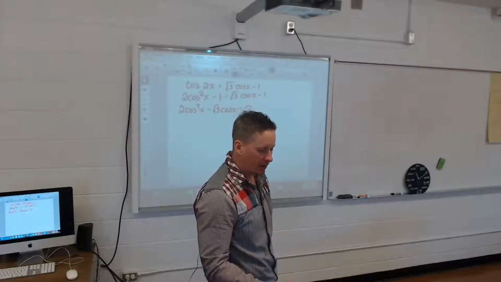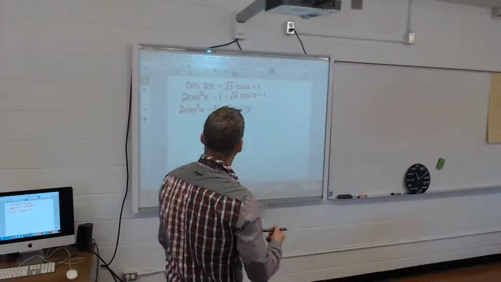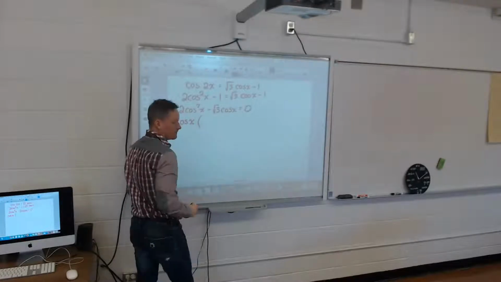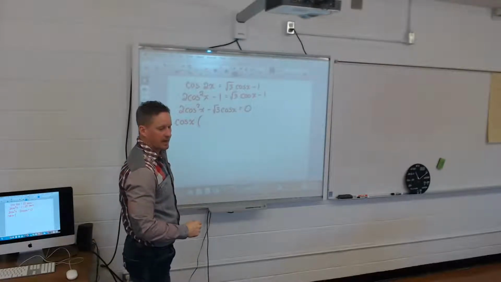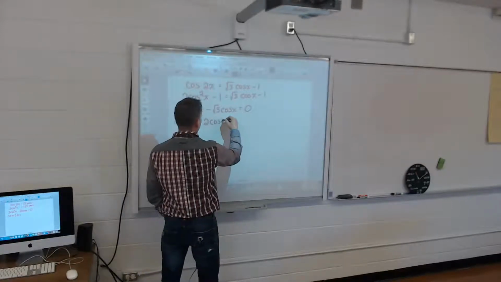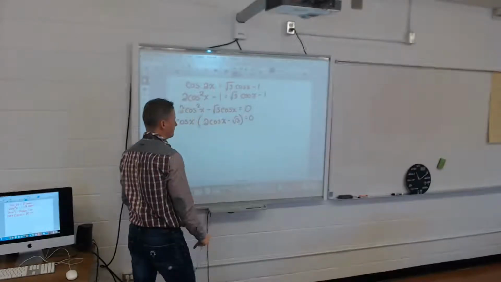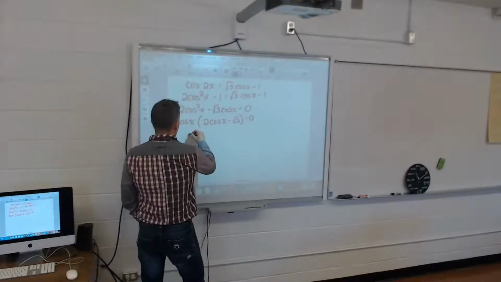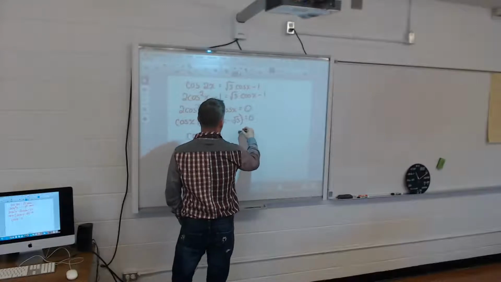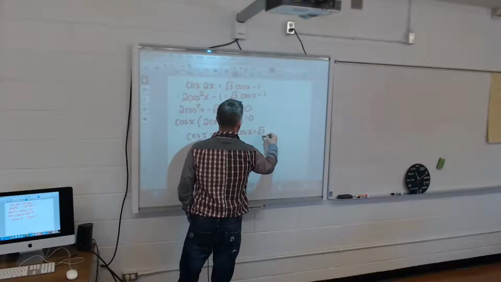So now I have a binomial, and I want to factor out the greatest common factor here. So the greatest common factor is cos x. So I take a cos x out. Now I'm left with that. So where on the unit circle is cos x equal to 0? Where on the unit circle is cos x equal to root 3 over 2?